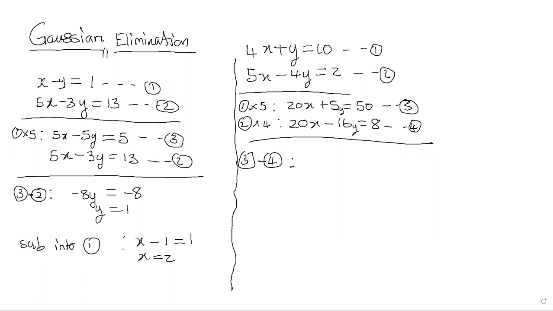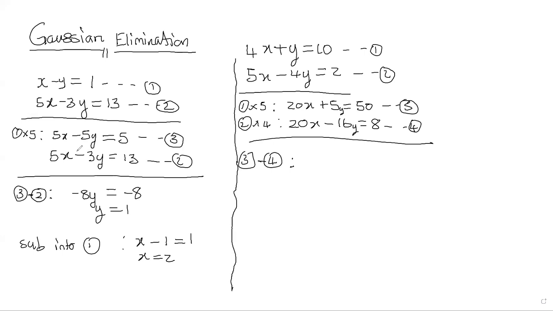Well, you need to make sure that these variables have the same coefficients, right? In this case, we will need to make sure that this one has a 5. So what are we going to do? We're going to multiply the whole first equation by 5, and this is what we get. We call it equation 3.